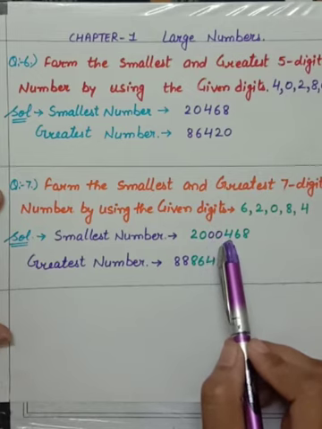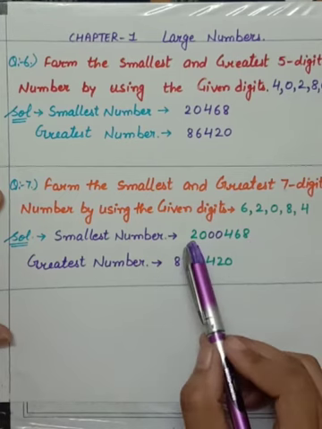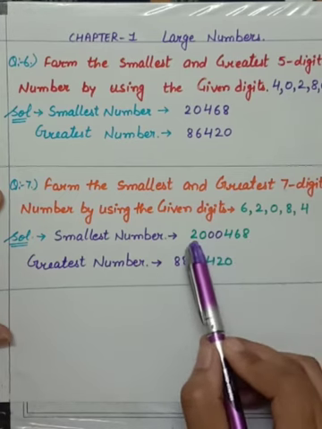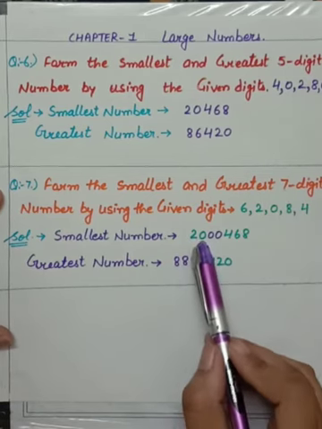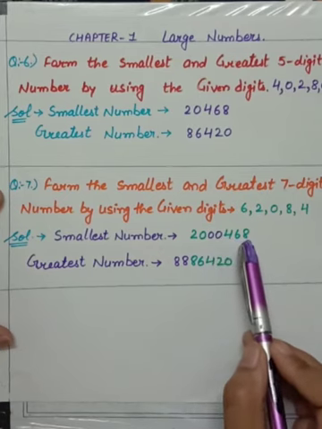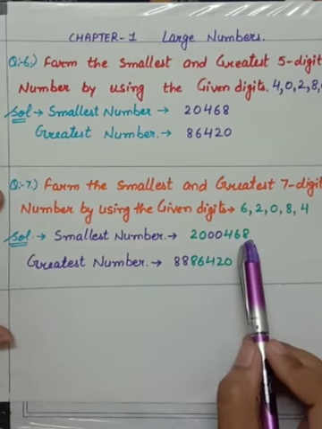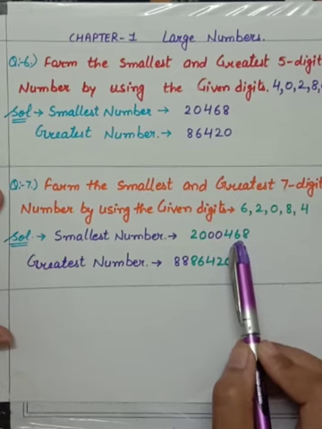Next we will write 4. Next we will write 6 and then 8. Now we can count these numbers. Are the digits 7 or not, because we need a 7 digit number. 1, 2, 3, 4, 5, 6, 7. Now our 7 digits are completed. So this is the 7 digit smallest number.